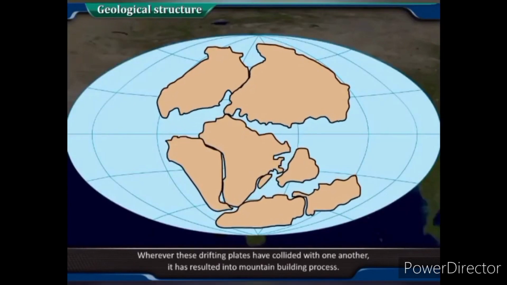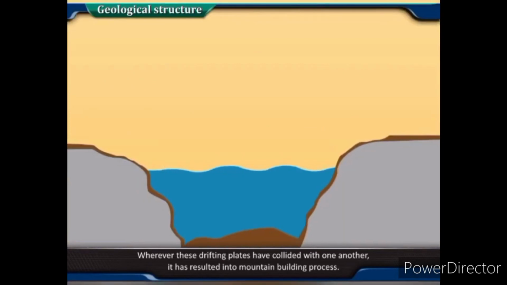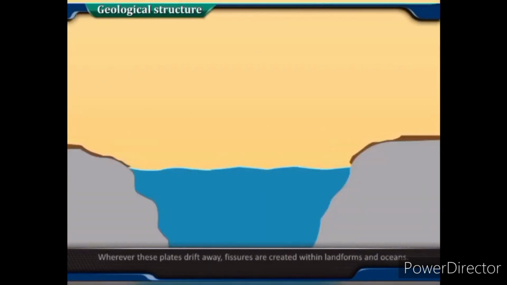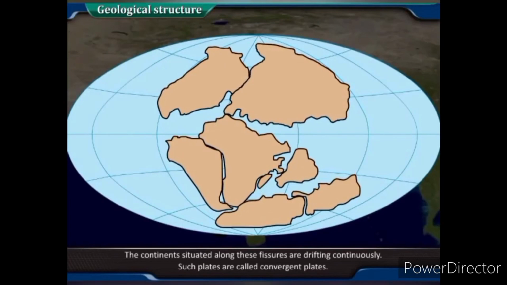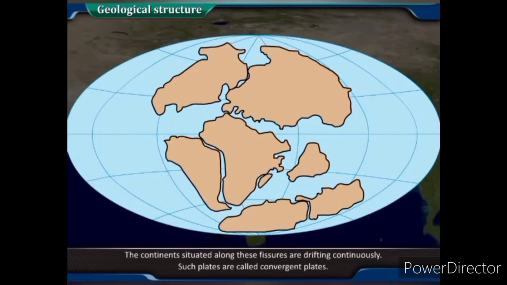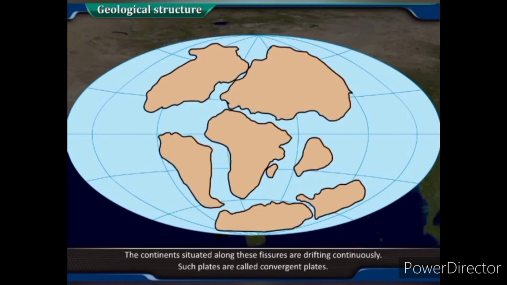Wherever these drifting plates have collided with one another, it has resulted in the mountain building process. Wherever these plates drift away, fissures are created within landforms and oceans. The continents situated along these fissures are drifting continuously. Such plates are called divergent plates.